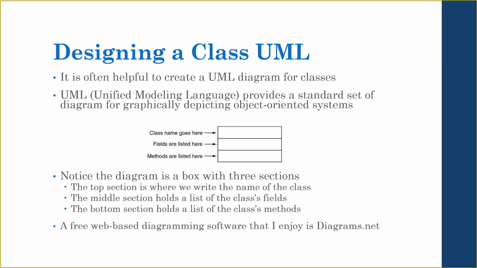So UML is a very basic layout. It's a box with 3 sections. The very top section is where the class name would go. The middle section is where any fields are listed, and the bottom section is where any methods are listed. And we discussed diagrams.net and Lucidchart at the beginning of the semester. So if you were to make UML diagrams for an assignment, you could just use those. And I'll show you how to do that here in a second.